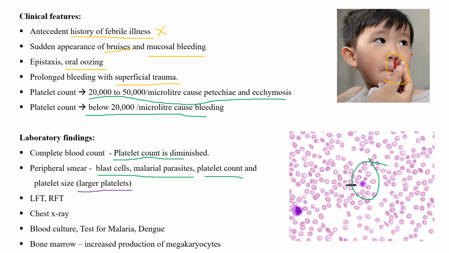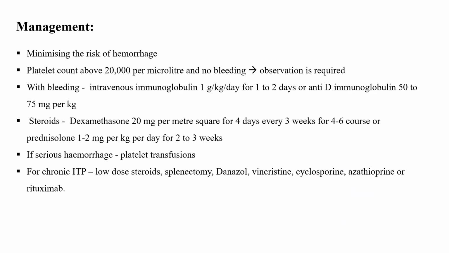Then we can do LFT and RFT to rule out hepatitis and hemolytic uremic syndrome, and a chest X-ray can be done to rule out other causes of febrile illness, and a blood culture can be given. Tests for malaria and dengue, some of the differential diagnoses for thrombocytopenia, can also be done. A bone marrow study shows increased production of megakaryocytes. These are the laboratory findings of idiopathic thrombocytopenic purpura.